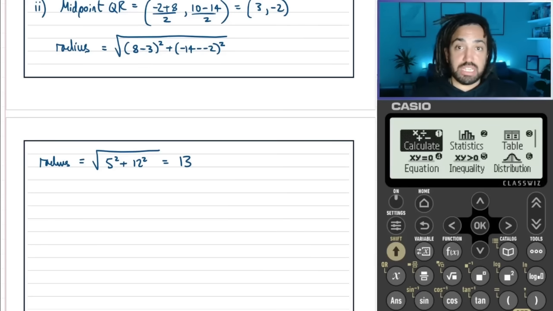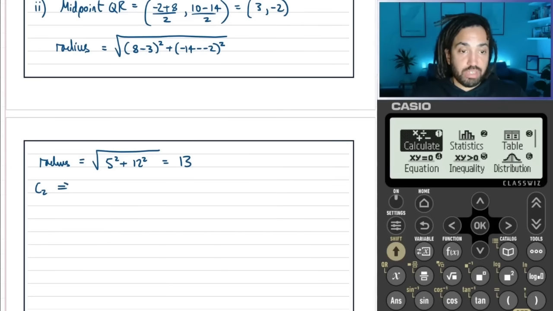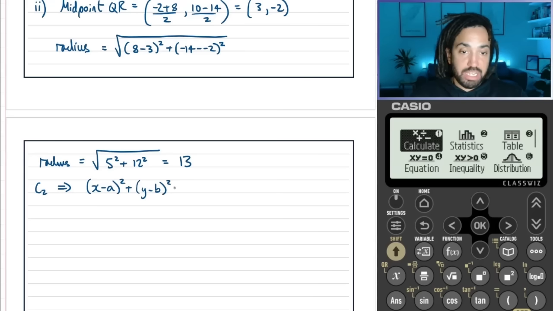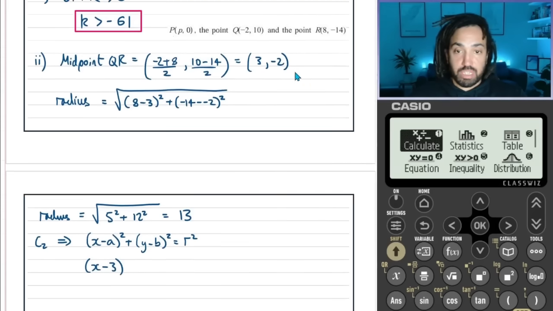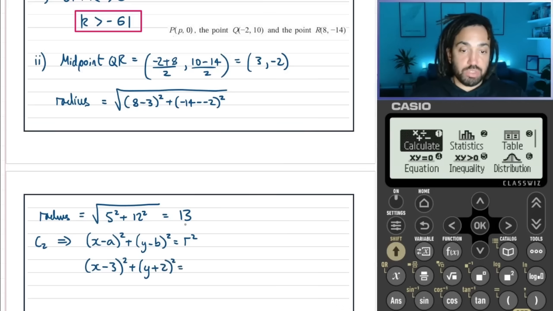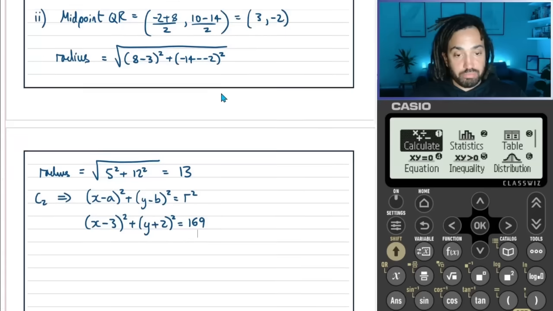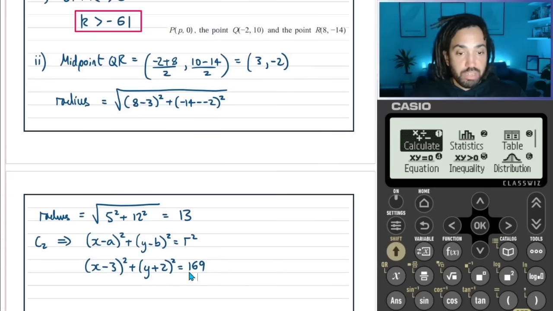Now this can tell us exactly what C2 is. So we know that the formula for a circle is x minus a squared plus y minus b squared is equal to r squared. So we can say x minus the center point, which for the x is 3, as you can see here, squared plus y, and then minus 2, so that would be plus 2 squared is equal to r squared, and r is 13, so that squared is 169. Okay, so now we know the equation of the circle.